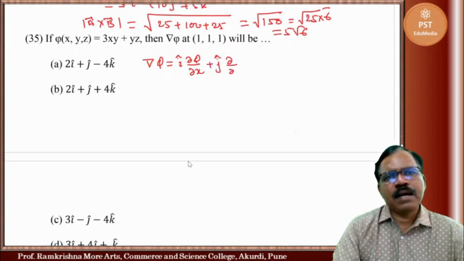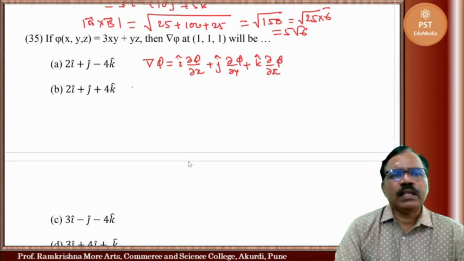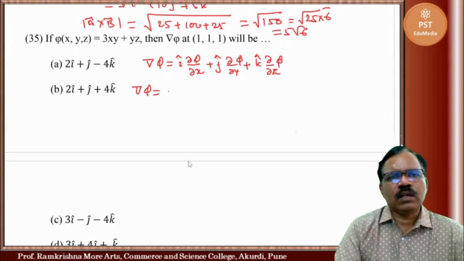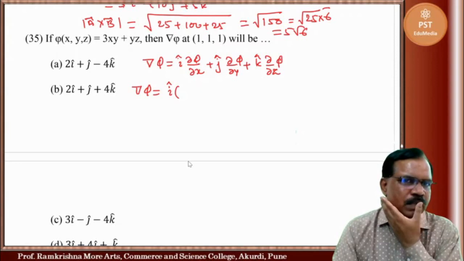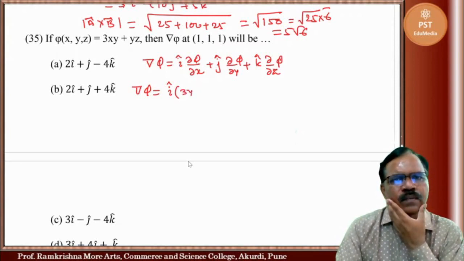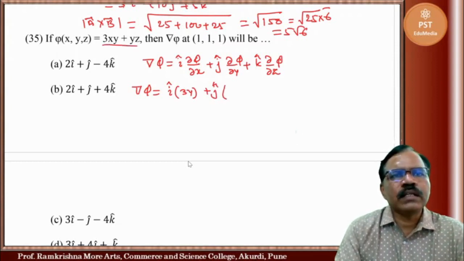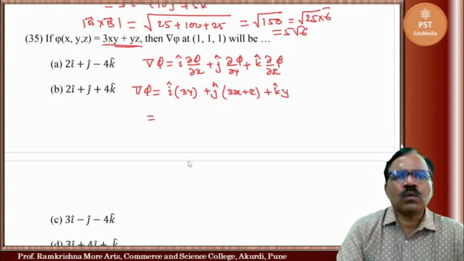Del phi will be equal to i times the derivative of phi with respect to x, plus j times the derivative with respect to y, plus k times the derivative with respect to z. So 3xy plus yz, you will get 3y only, plus z. The derivative with respect to y, you will get 3x plus z, plus k times the derivative with respect to z, you will get only y. Now use x equal to 1, y equal to 1, z equal to 1.